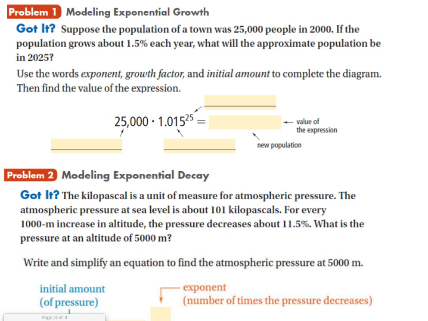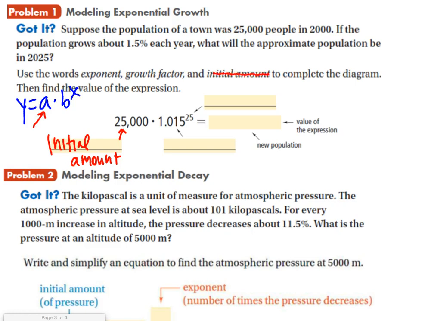Okay, so I'm just going to drop down our generic formula here for exponential function. So y equals a times b to the x. So remember, a, that's our initial amount. That's what we're starting with. So in this problem here, our initial amount is 25,000 people. That's how many people we found to be living in our town. So here is our initial amount. That is what our town is starting with. Okay, so we got this one out of the way.